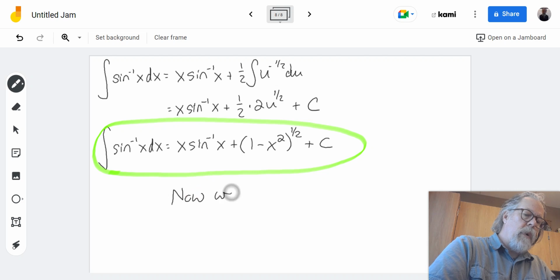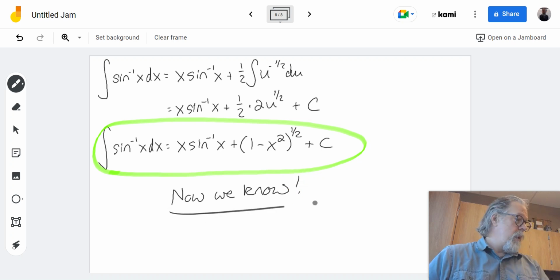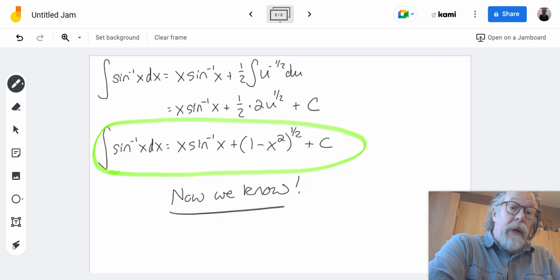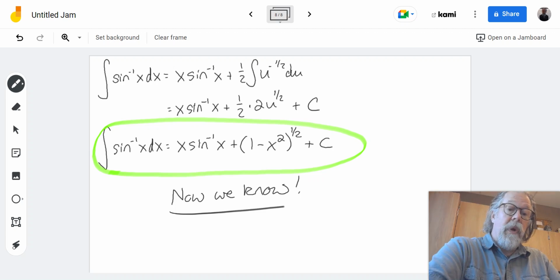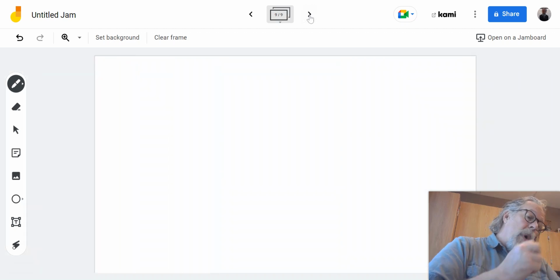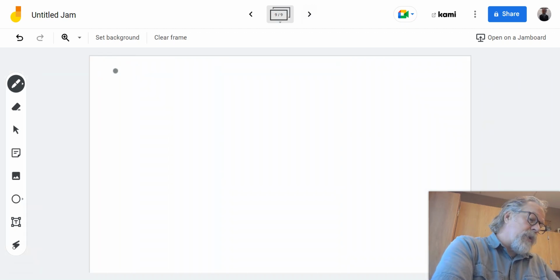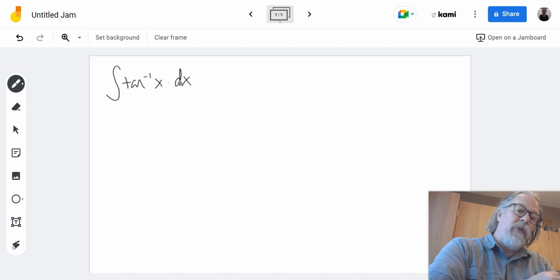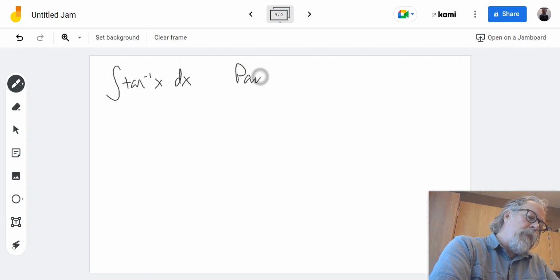Now we know. Look at that. Two functions that we didn't know the antiderivative of before, and we were able to use parts in order to find it. Why don't you, just as an exercise, go ahead and use parts to find the antiderivative of tangent of x dx. So you can pause the video.